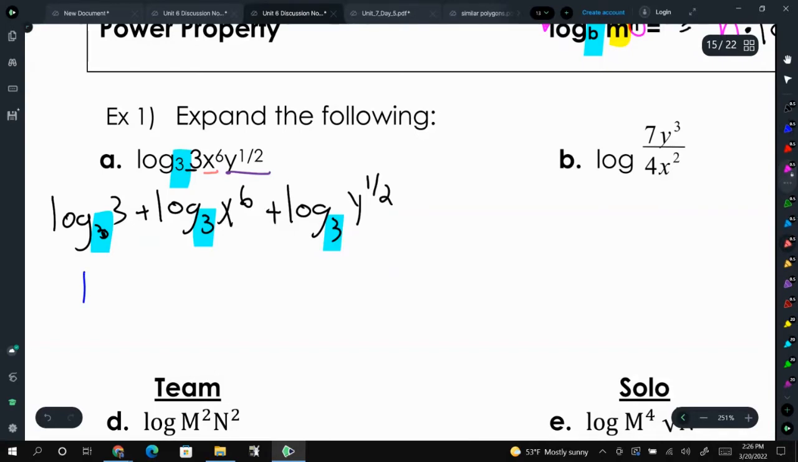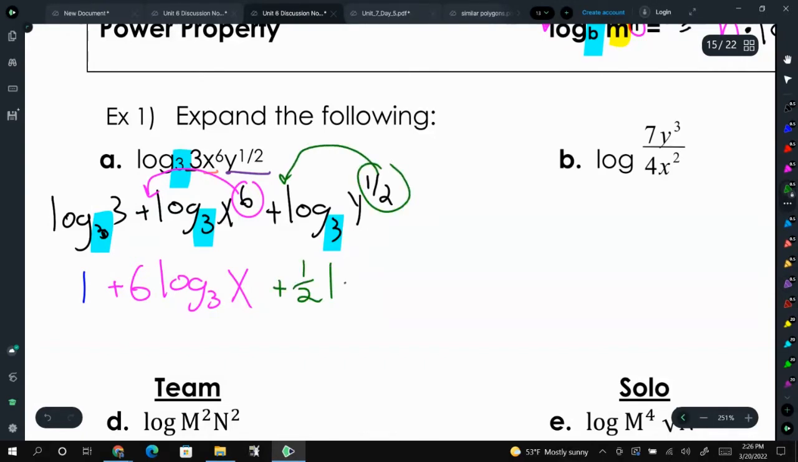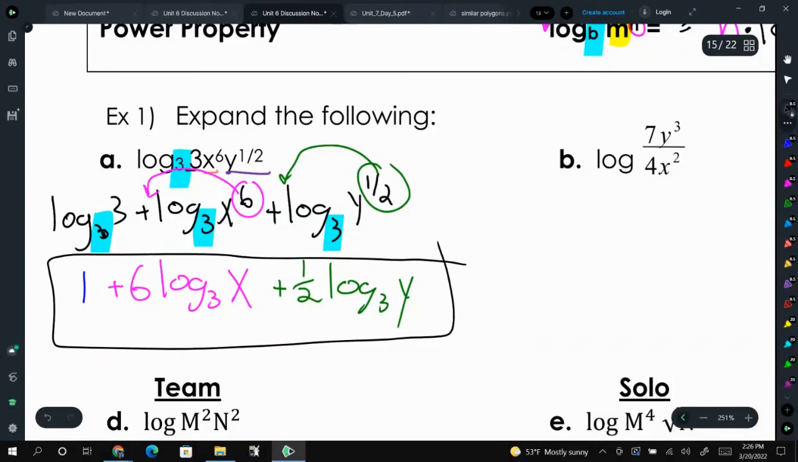Now with the next one, log base 3 of x to the 6th, this is an exponent, so we can bring that out in front. So it's going to be 6 times log base 3 of x. And then with the next one, this 1/2 can be brought out in front as plus 1/2 log base 3 of y. So this would be your final answer because we expanded the log as far as we could.